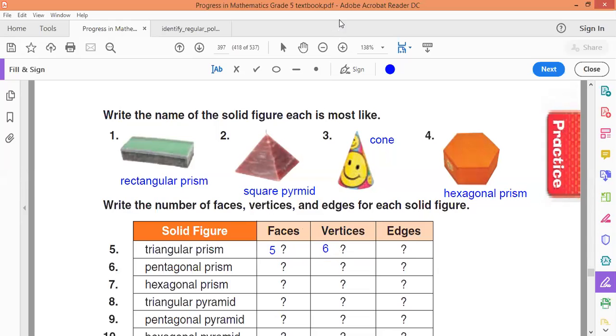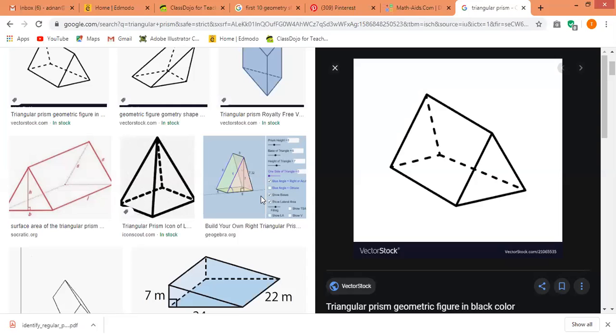Now edges. Let's count edges together. What is an edge? At the place where two faces join together. Look at there. This is the first edge, the second, the third, fourth, fifth, 6th, 7th, this 8th, and this one 9. So 9 edges. Very good.